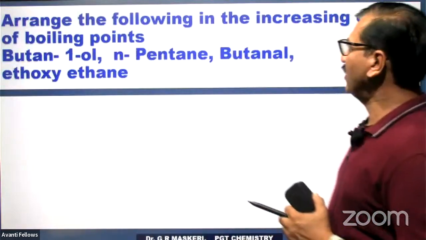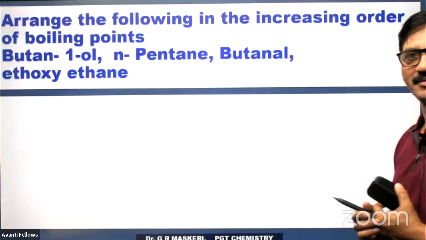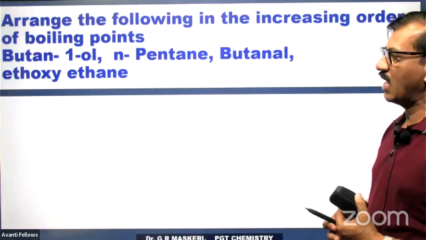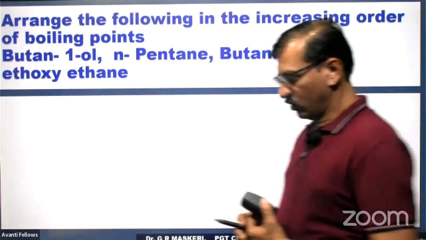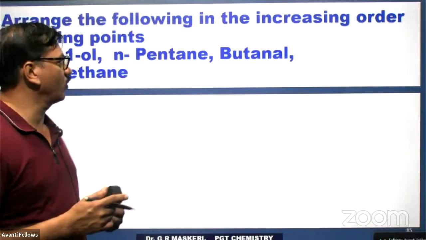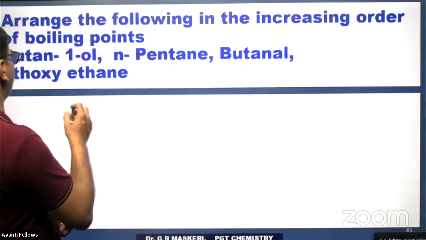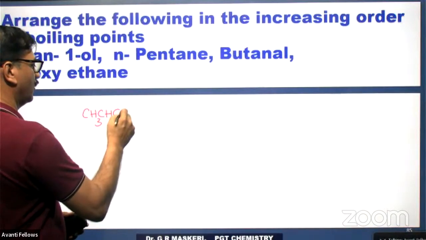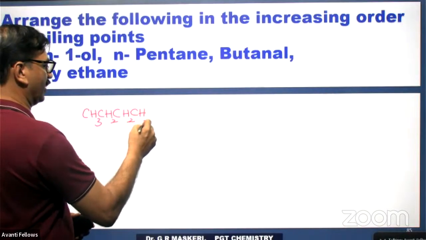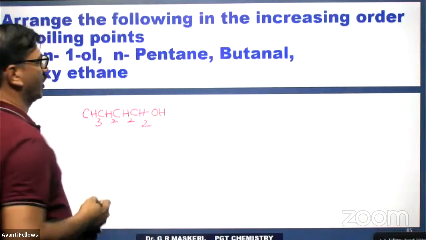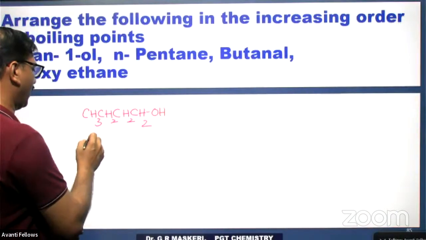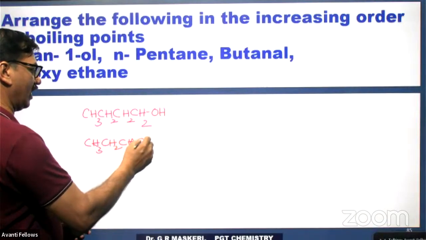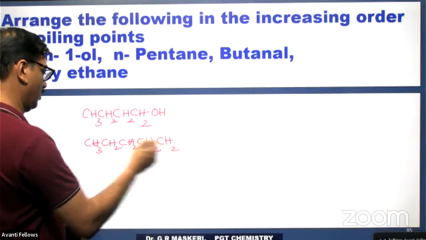Now, arrange the following in the increasing order of boiling points. Boiling point is another thing. Butan-1-ol, n-pentane, butanal, ethoxyethane. Whenever such questions are given, what you have to do is write the structures of them, that is better. Butanol, CH3, CH2, CH2, CH2OH. This is butanol as an alcohol. Then comes n-pentane: CH3, CH2, CH2, CH2, CH3, 1, 2, 3, 4, 5.